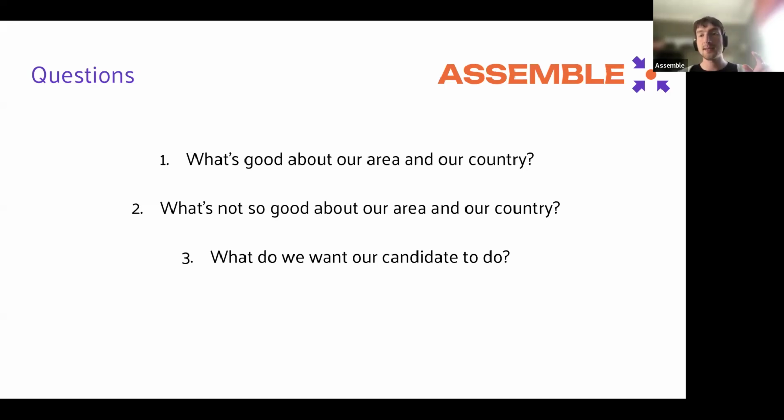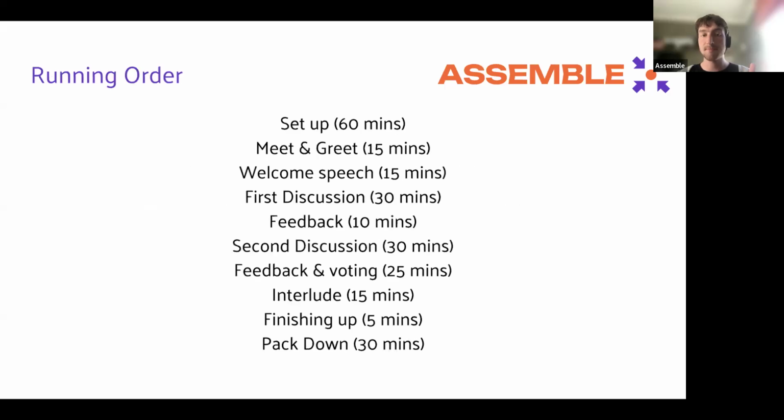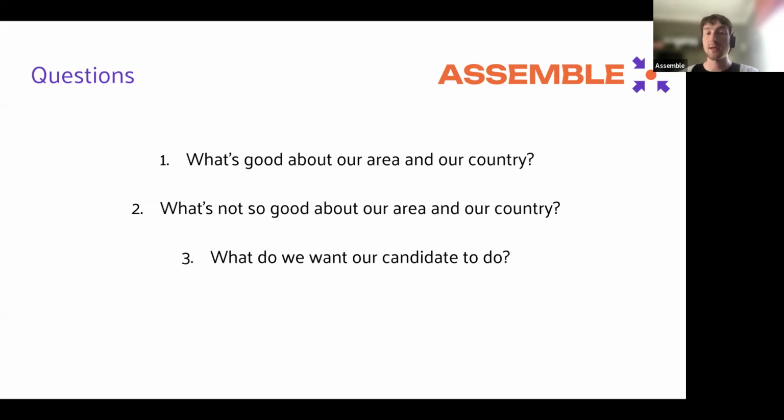So there's two discussion groups. You can see here, first discussion and second discussion. Both of them are the same length of time, 30 minutes. But in the first discussion, people are going to be discussing what's good about our area and our country and what's not so good about our area and our country. And then in the second discussion, they're just going to discuss this final question: what do we want our candidate to do? So those are the questions for the assembly, and that's how they're divided into each discussion group.